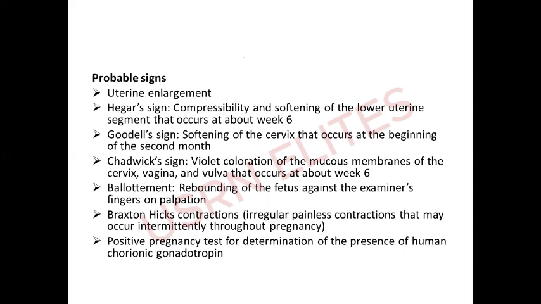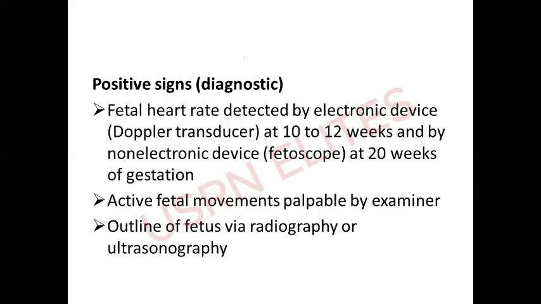All right. So these are the probable signs that we all need to know. The positive signs are 3. We have you being able to detect the fetal heart rate, then active fetal movements palpated by the examiner, then an outline of the fetus on either an ultrasound or on a radiography. So if you're able to pick these things up, then it means that these are conclusive and tells you that yes, indeed, the woman is pregnant.